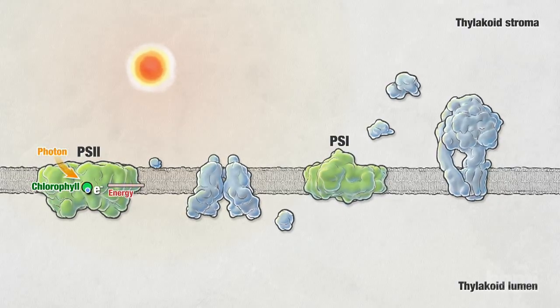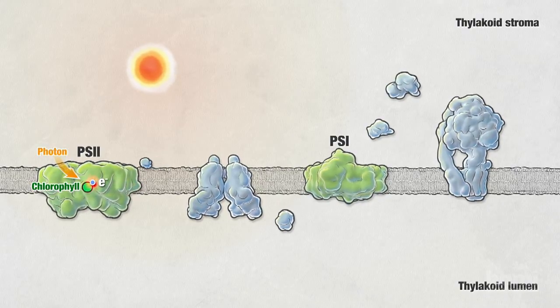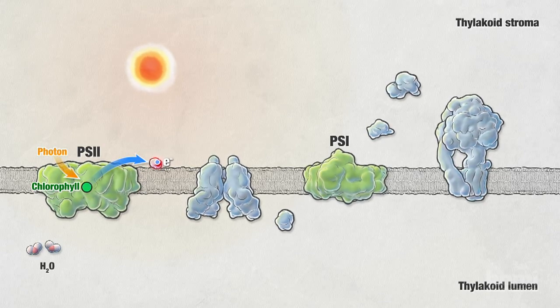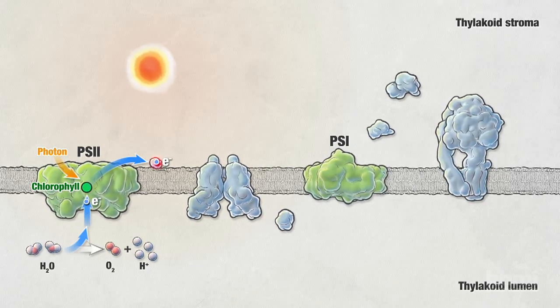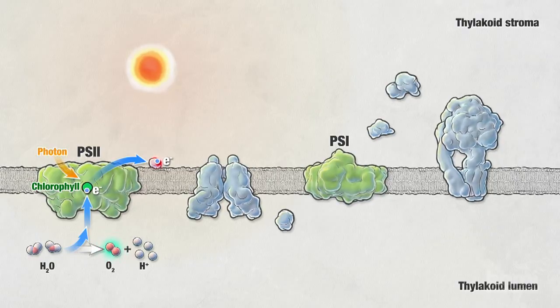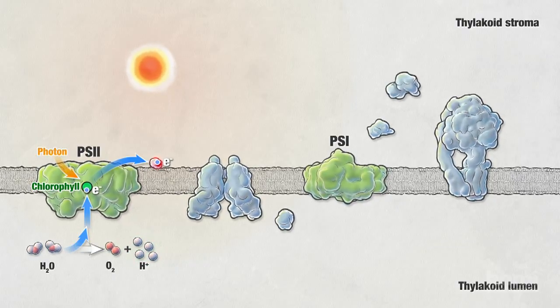Electrons in the chlorophyll are excited to a higher energy level. The excited electrons are passed to an electron carrier. Meanwhile, water splits and releases electrons. These electrons replace those lost at photosystem 2. The byproduct of this reaction is oxygen, which is eventually released into the air. The other products are protons, or hydrogen ions, which are released into the inside of the thylakoid, or lumen.